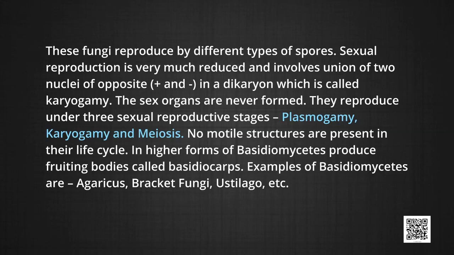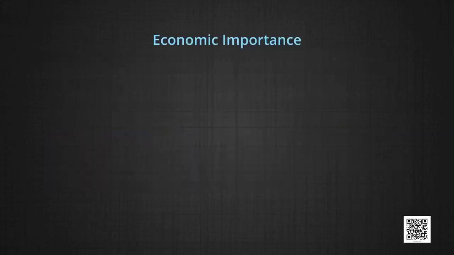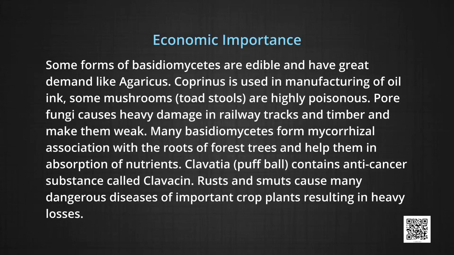Higher forms of Basidiomycetes produce fruiting bodies called basidiocarps. Examples of Basidiomycetes are Agaricus, bracket fungi, Ustilago, etc. Now the economic importance. Some forms of Basidiomycetes are edible and have great demand, like Agaricus. Coprinus is used in manufacturing of oil and ink.